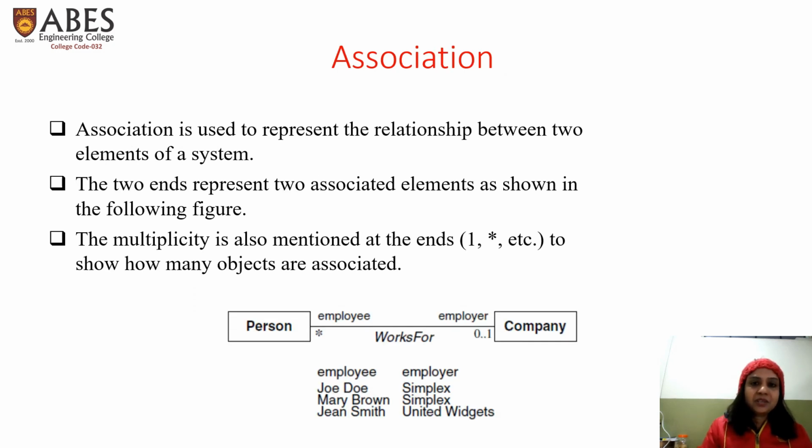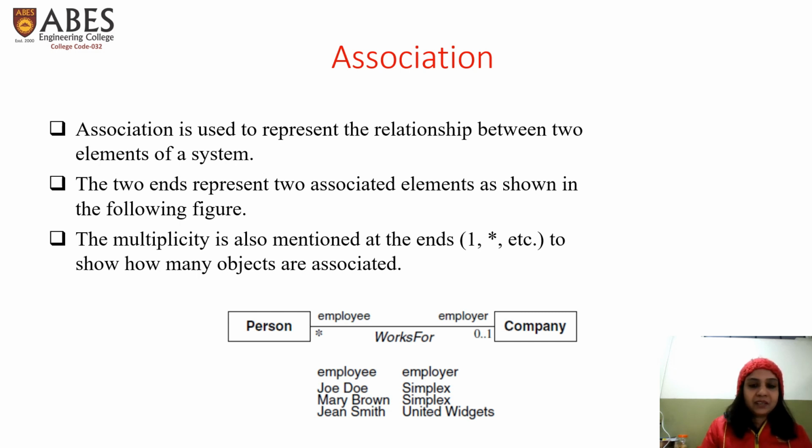Association. Association is a very common relationship between the classes. Actually, in UML, if we identify the different classes, then the most common joining between two classes is through association relationship. Association is used to represent the relationship between two elements of a system. The two ends represent two associated elements as shown in the following figure. You can see person is one of the classes and company is the second class. So there is an association relationship between person and company. The person works for company and company has many persons.